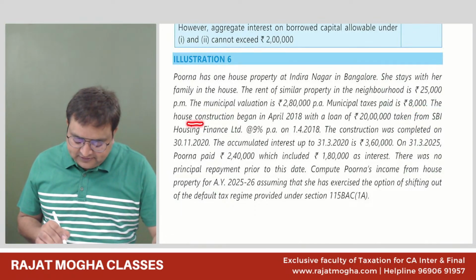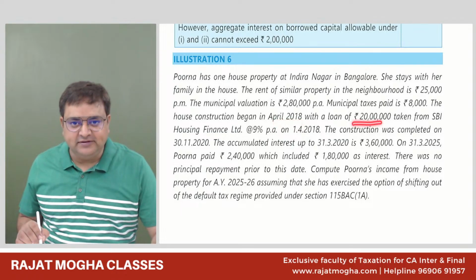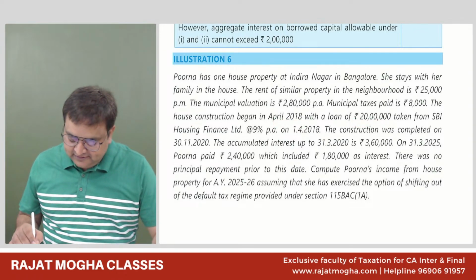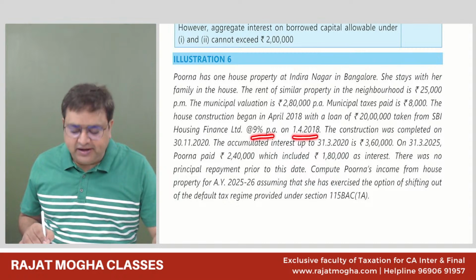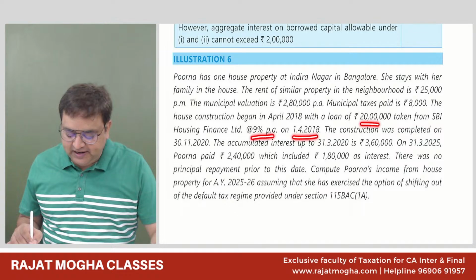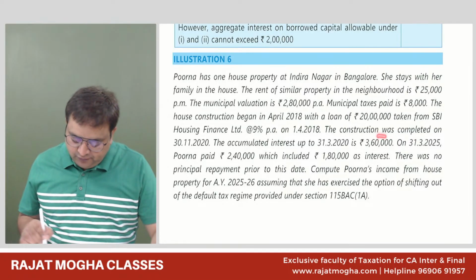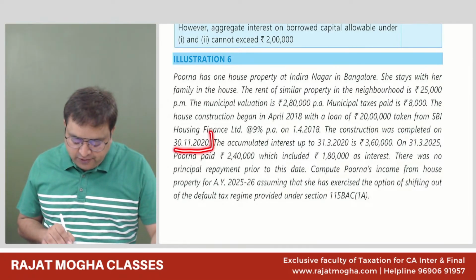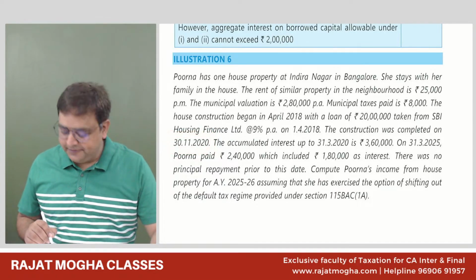The house construction began in April 2018 with a loan of 20 lakh rupees. This is the loan we have taken in April 18 from SBI at 9% per annum on 1/4/18. We have taken a loan in April 2018 of rupees 20 lakh for what purpose? For construction purpose. The construction was completed on 30/11/2020. So there is a pre-construction period also there.